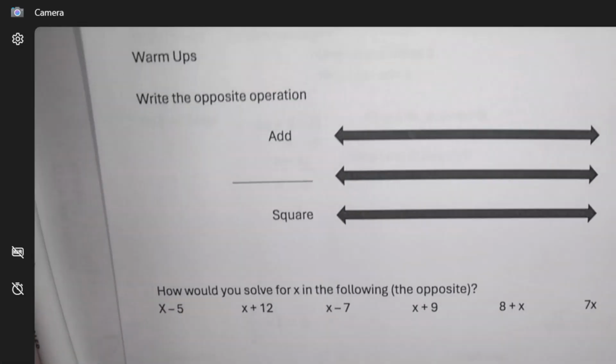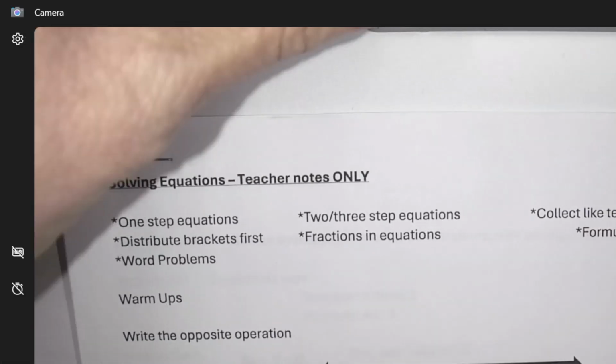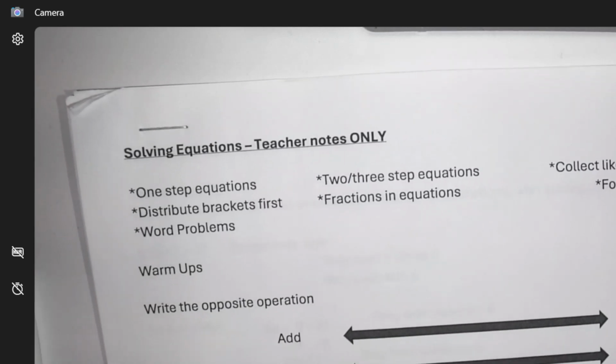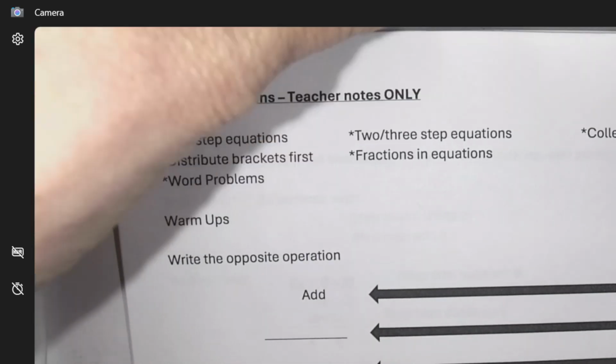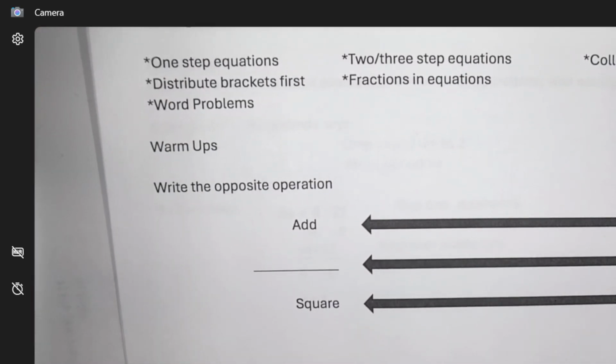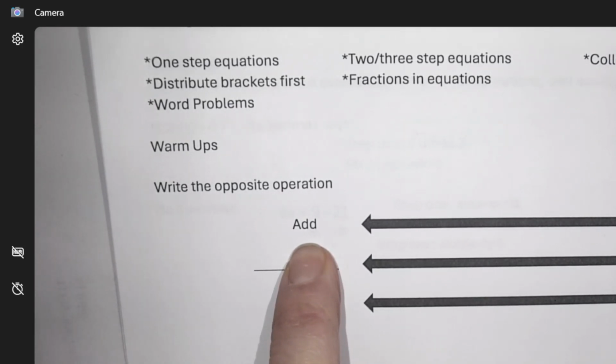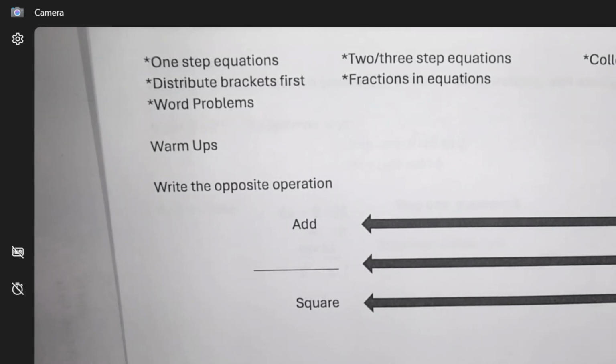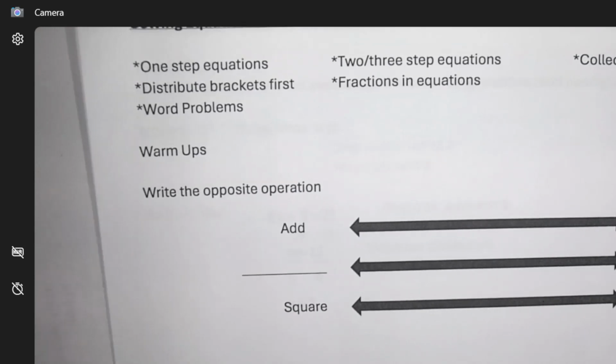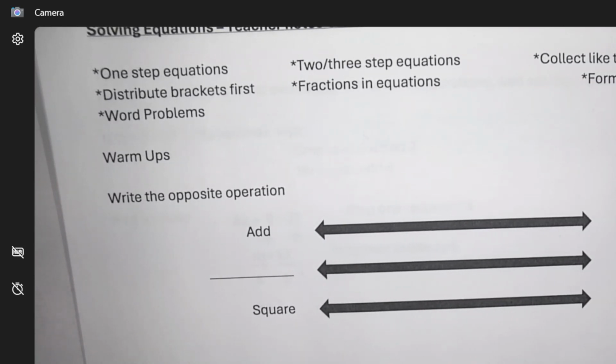Okay, so solving equations, we're going to do some warm-ups about talking about operations and what are their opposite operations. Okay, so for instance, addition is one operation. What's the opposite thing of adding something? Subtracting. So what's the opposite of subtracting? Adding. See, it goes both ways, right?